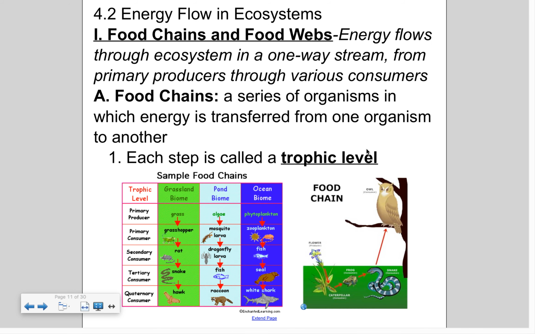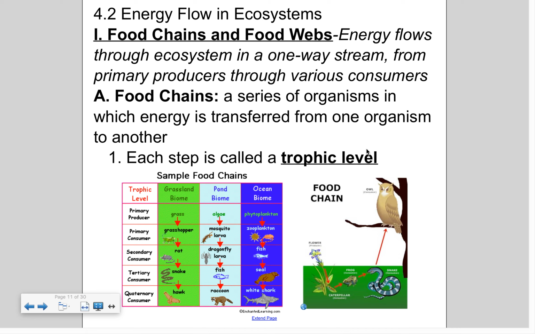So food chains and food webs. Energy, when it flows, is kind of this one-way stream, and it starts with our primary producers. In our previous lecture, we talked about two types of primary producers, those that are photosynthetic and those that are chemosynthetic. Photosynthetic means they use light as their energy source to make sugars, and chemosynthetic means they use inorganic molecules to make their sugars, but they also make a couple of different byproducts, if you will. Another word, remember, for producers is autotrophs.